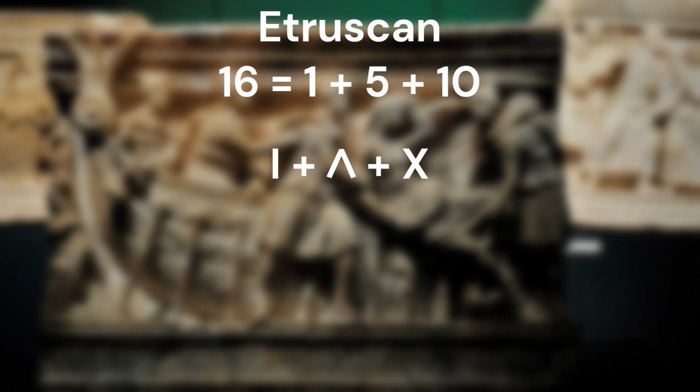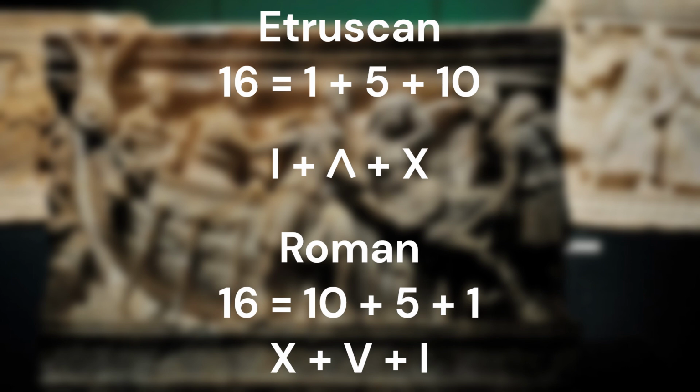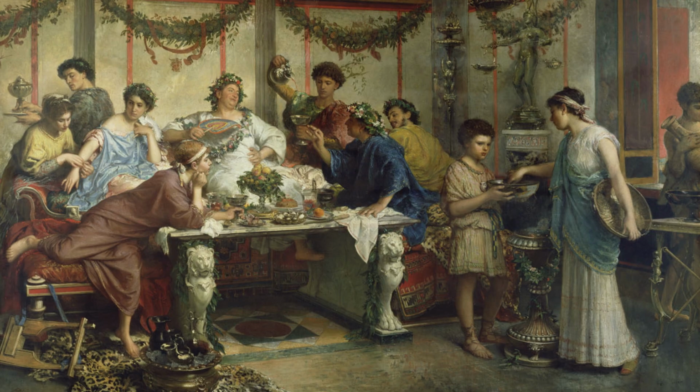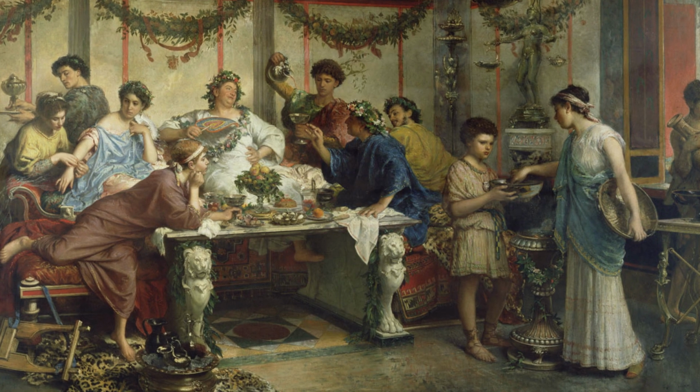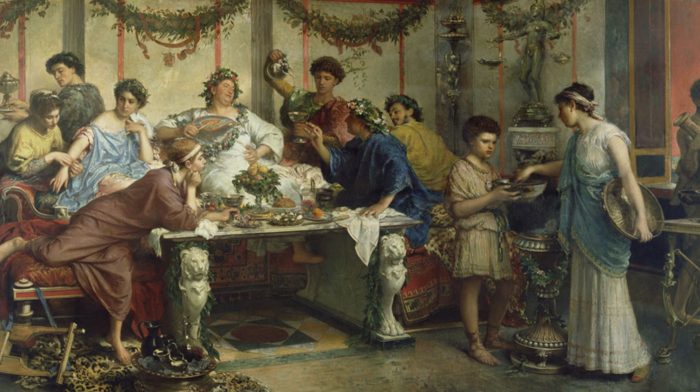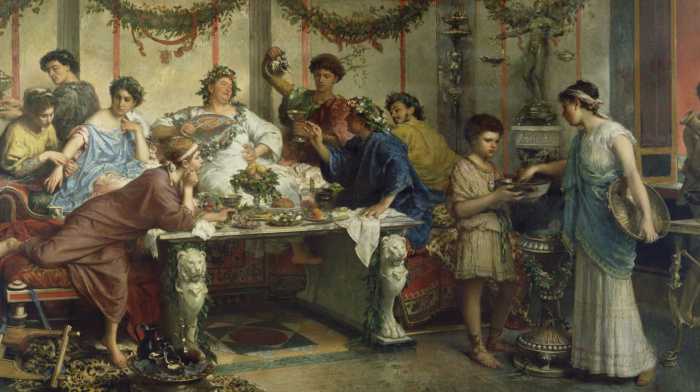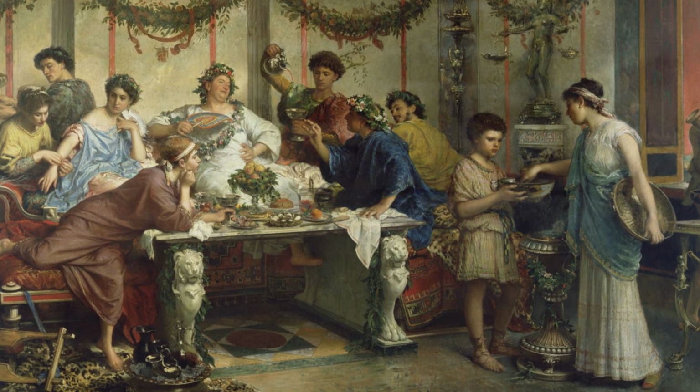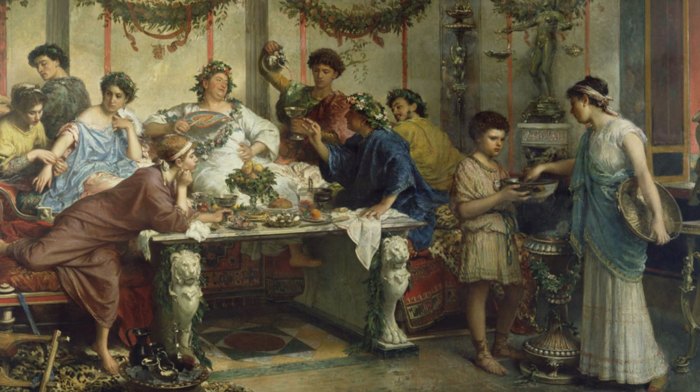An Etruscan equation for 16 would read as 1 plus 5 plus 10 and be shown as I plus upside down V plus X, whereas a Roman equation for 16 would read as 10 plus 5 plus 1 and be displayed as X plus V plus I. The early Roman Empire used this same numbering scheme, but they then started to add their own twists, creating a more efficient system that was uniquely their own.